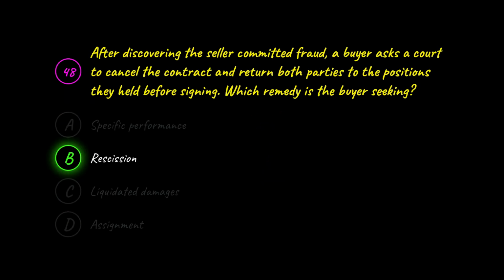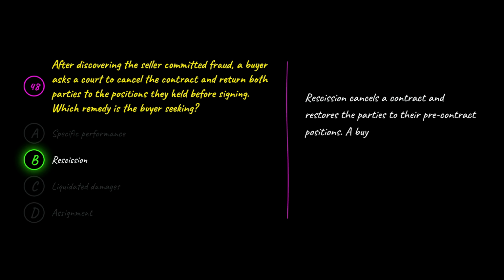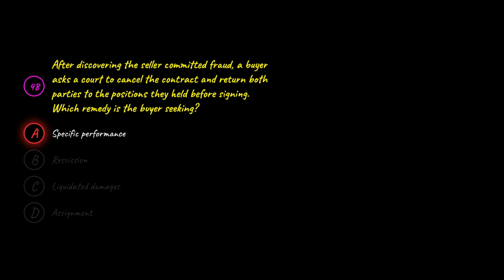The correct answer is B. Rescission. B is correct because rescission cancels a contract and restores the parties to their pre-contract positions. A buyer who was defrauded may rescind to undo the deal, returning what was exchanged, so neither side is bound by the tainted agreement. A is wrong because specific performance compels a party to complete the contract.